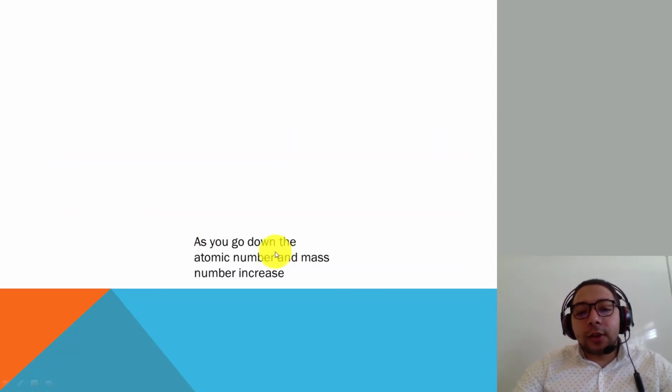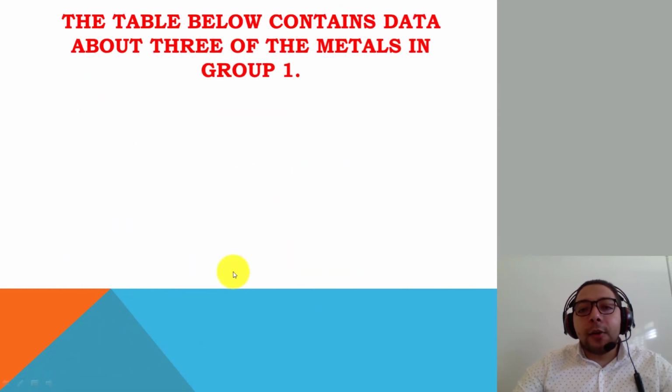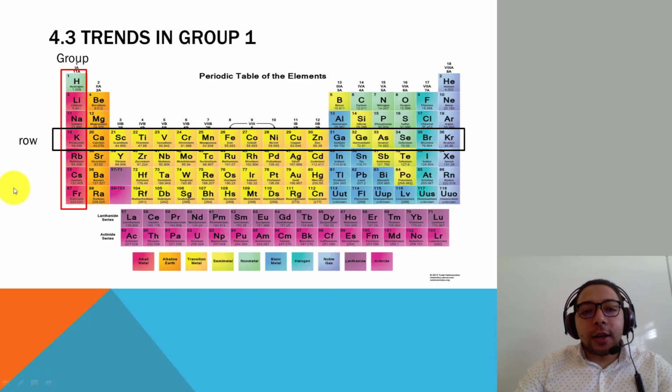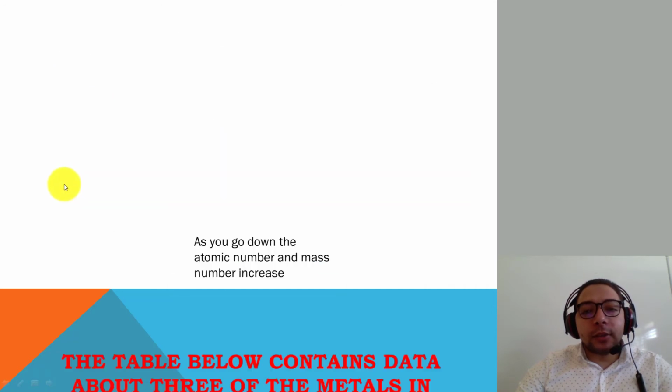As you go down group 1, the atomic number and the mass number both increase. And as you go down, the melting point and the boiling point decrease. So not only do the atomic number and mass number increase, but also the melting point and boiling point decrease. Here is the highest melting point and boiling point, and as you go down, it decreases.